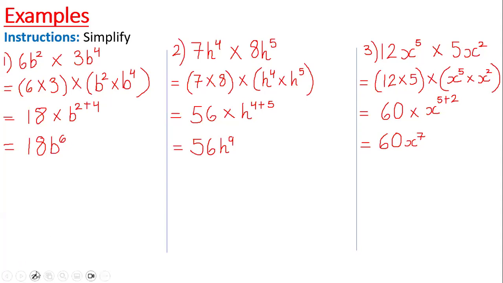Explain how we got number 3. You have to group the 12 times 5 and the x to the power of 5 times x to the power of 2. Then you move down 60 times x, 5 plus 2. And you get 60x to the power of 7. Very good. The rest of us, do we understand how to do this? Let me know if y'all understand how to do this, please. Yes, sir.